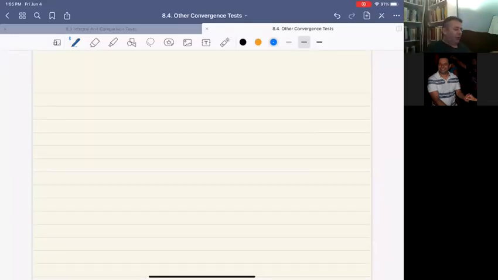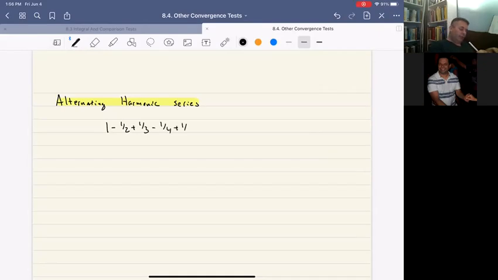Okay, so let's take a look at another alternating series. We're going to take a look at the alternating harmonic series. That's a very common example. The alternating harmonic series is 1 minus 1/2 plus 1/3 minus 1/4 plus 1/5, and so on and so forth.